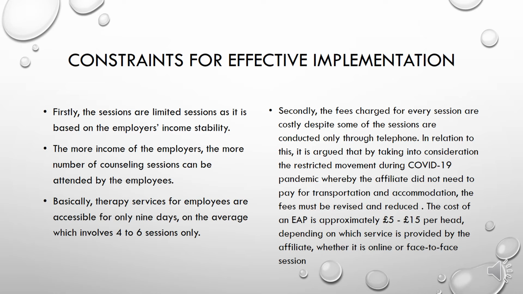The constraints for effective implementation can be divided into four. Firstly, the duration is considered the constraint for effective implementation of EAP in the UK. Why? This is due to sessions being limited as it is based on the employer's income stability. The more income of the employers, the more counseling sessions can be attended by the employees. Basically, therapy services for employees are accessible for only 9 days on the average, which involve 4 to 6 sessions only. So this is the first hurdle.